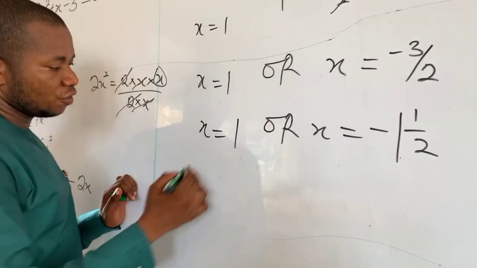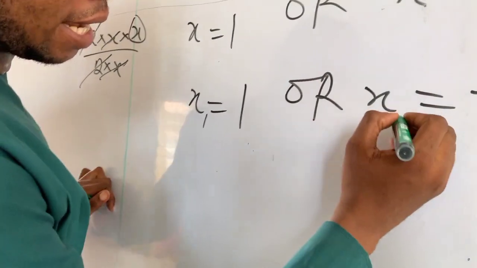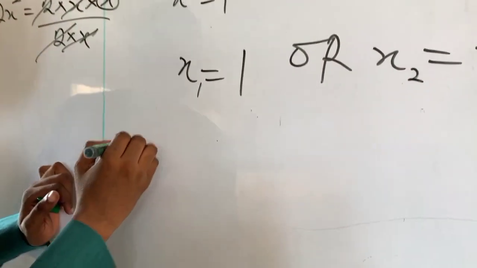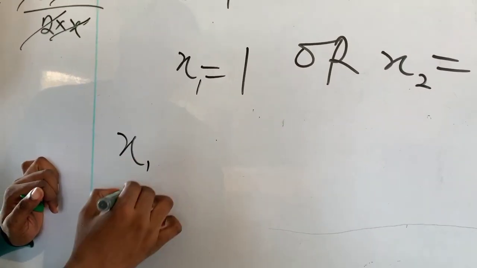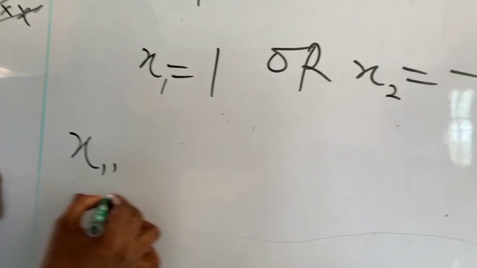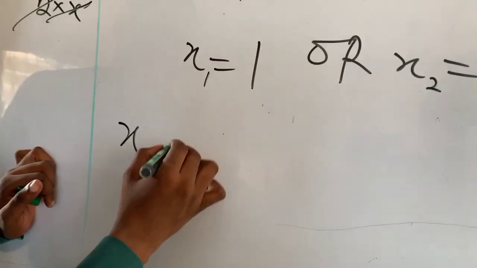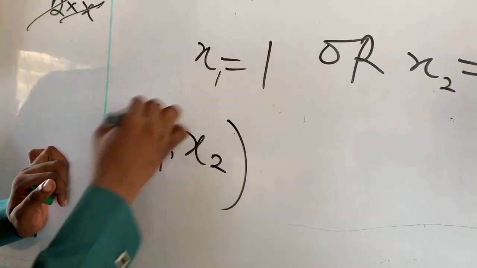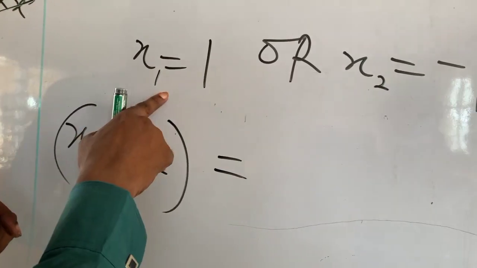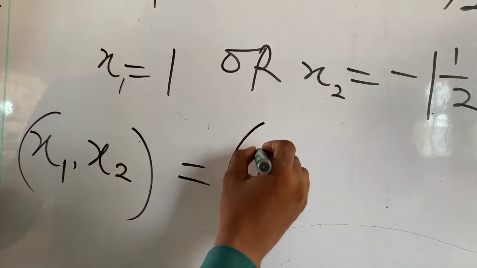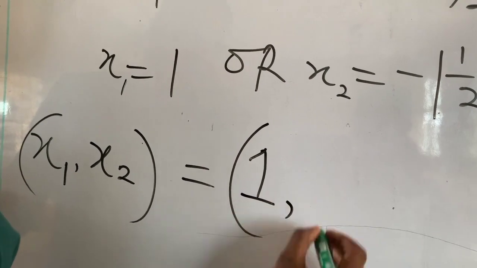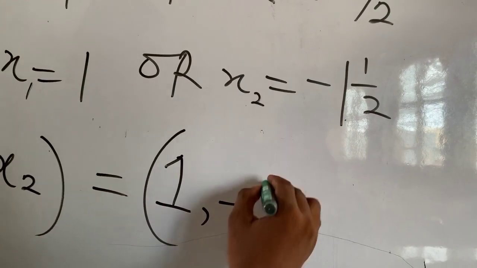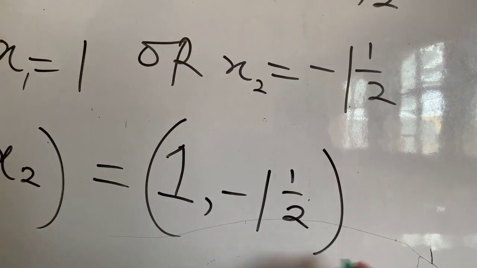Meaning that now, for this, I can call this x1, I can call this one x2. If I now do it like this, put it into bracket, x1, comma, then x2. That will now be what? What is my x1? 1, comma, what is my x2? Negative 1.5.